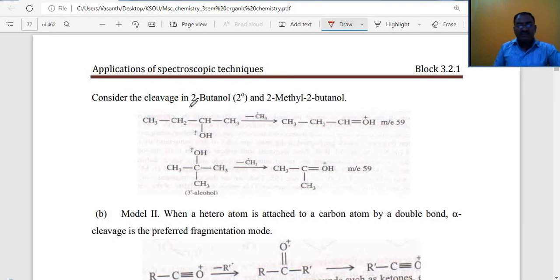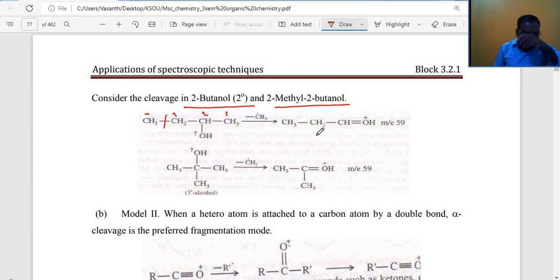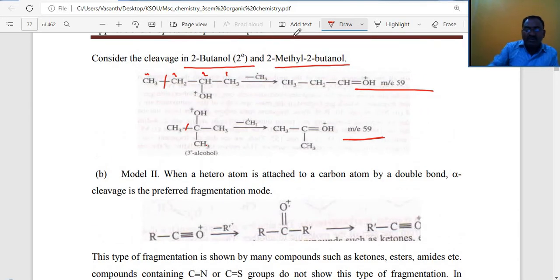Consider the cleavage in 2-butanol and 2-methyl-2-butanol. In 2-butanol, this is carbon position 1, 2, 3, 4. Cleavage of the CH3 group gives CH3CHOH, what is that? m/e 59. For the tertiary alcohol, cleavage of CH3 gives CH3-C-CH3-OH after removal of that CH3, m/e is equal to 59. Just count the mass here.